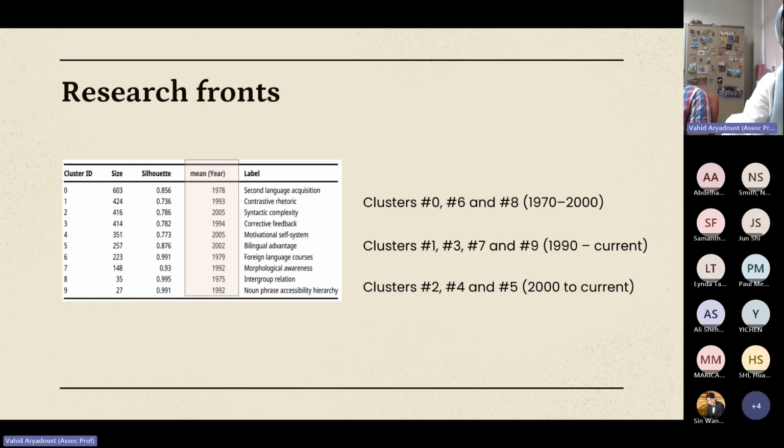Okay, so we can also identify research fronts from a diachronic perspective. We can see here from the mean years, which Vahid went through just now, that some of the clusters form a kind of distinct grouping in terms of chronology. So 1970 to 2000s, 1990 to the present state, and 2000 to the current moment, with some overlaps, obviously, and these are not absolute cut-off dates.